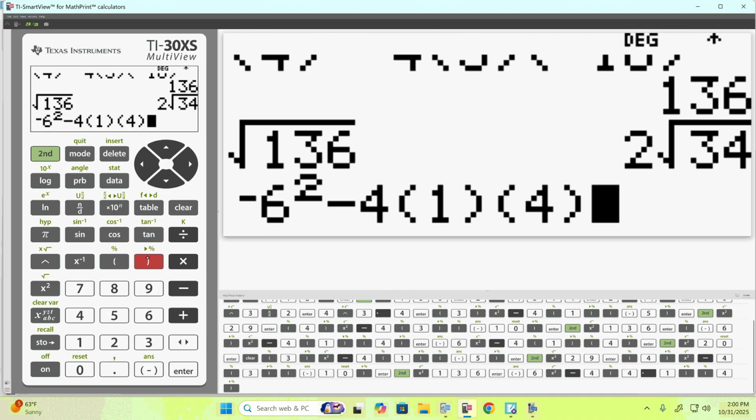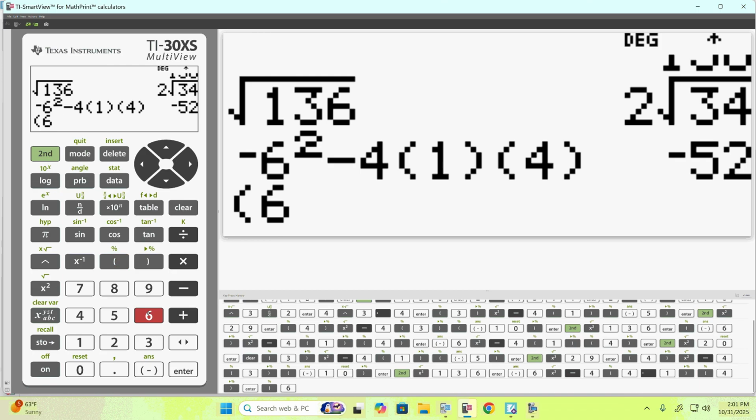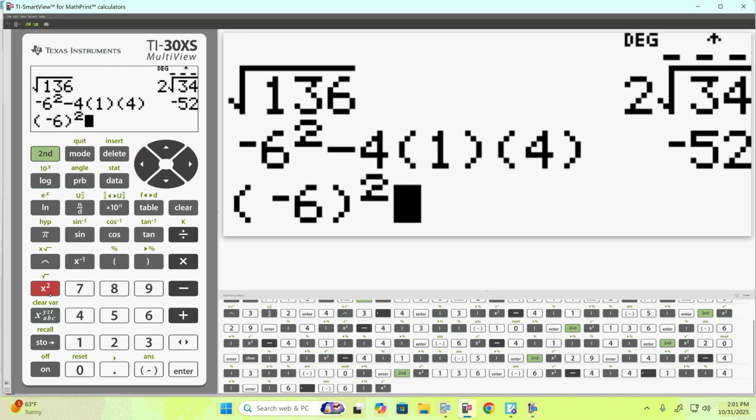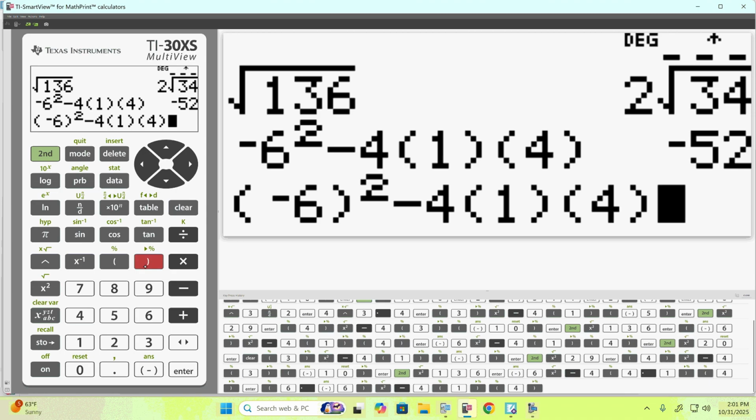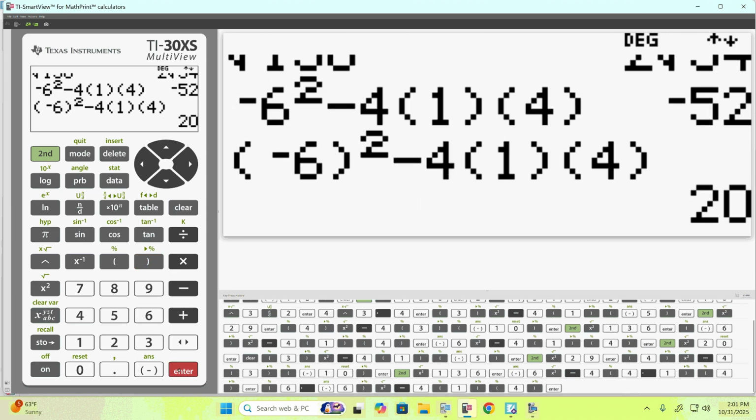I can tell you right now, the way I typed this in is wrong. It's not going to give us the correct answer. Because what is it missing? The parentheses around the -6. Because the way the calculator is going to look at this, it's going to say -1 times 6 times 6. It's going to square the 6 and then throw the negative with it. And it's going to tell us that this is -52, which is not right. Because it should be 20. Because if we look at this here, 4 times 1 times 4, that's 16.